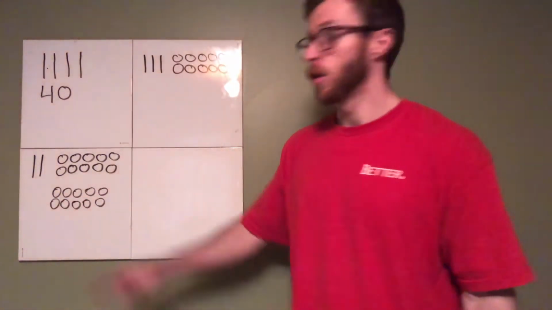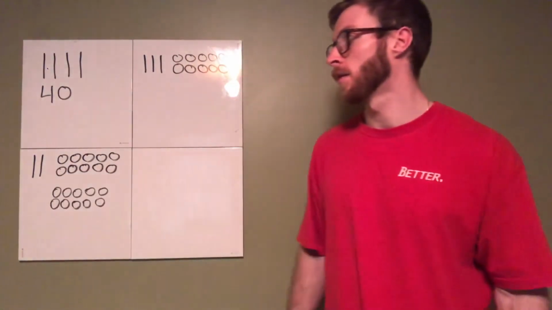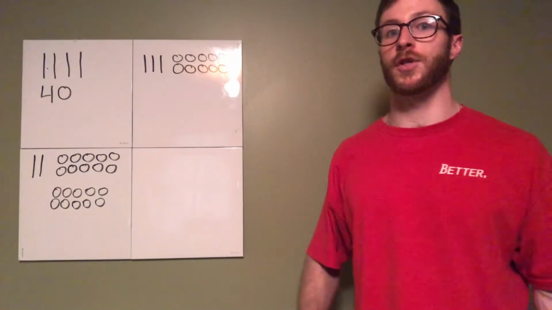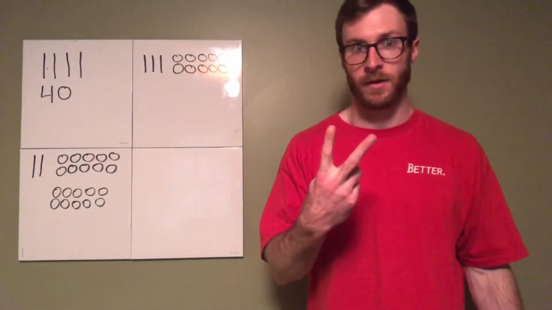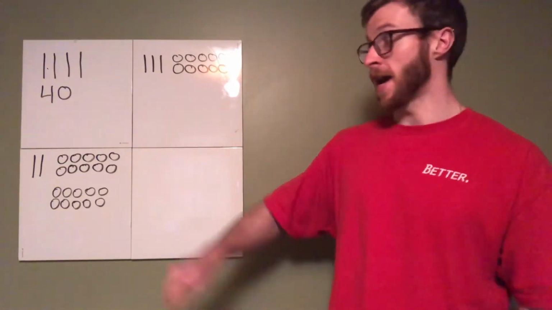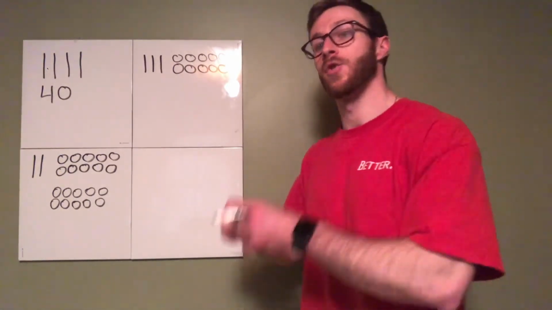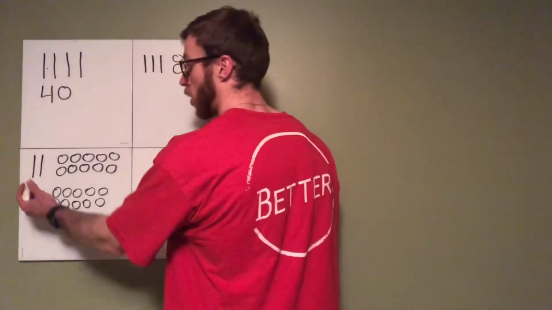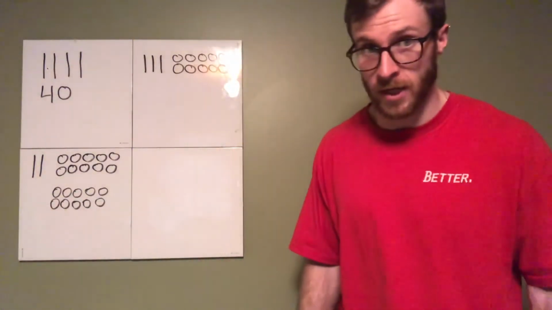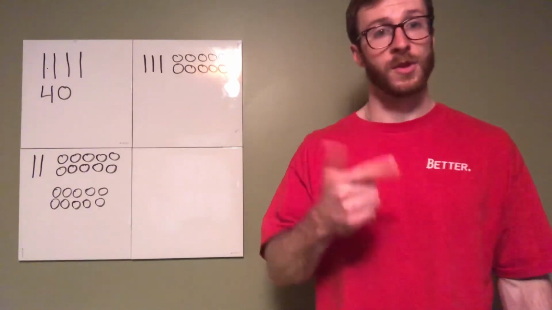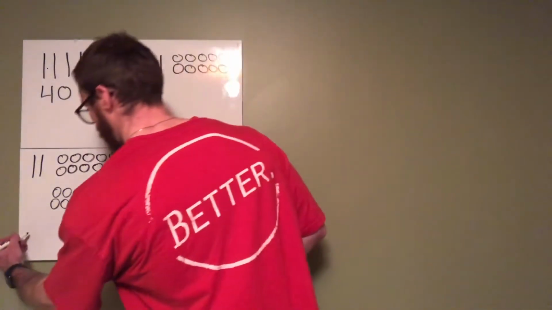So now I have 2 10s, and then how many extra ones do we have over here if I have 2 full 10 frames? I have 20 extra ones, so I have 2 10s and 20 extra ones. So what does 2 10s equal? 10, 20. So 2 10s equals 20.